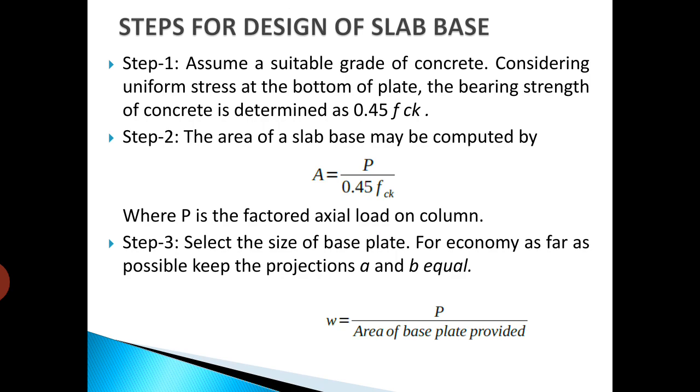Okay, considering uniform stress at the bottom of plate, the bearing strength of concrete is taken as 0.45 fck. Like in design of footing we used to use safe bearing capacity of soil, here you have to use safe bearing capacity of concrete, because the pedestal is made up of concrete and over that the base plate is resting. That base plate has to transfer the load to the concrete pedestal, so you take the bearing capacity of concrete as 0.45 fck. Step 2, the area of slab base may be computed as force divided by bearing pressure. So as we have done in design of footing, how do you get area in design of footing?